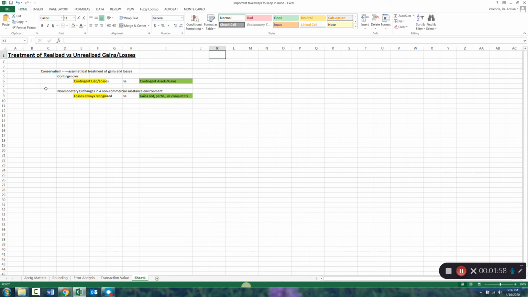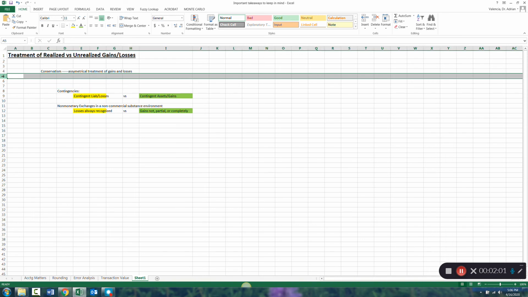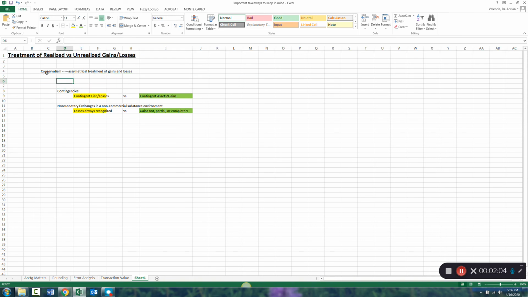So one of the forces that constrains us in accounting is conservatism. And because of conservatism, we end up with this asymmetrical treatment of gains and losses, where it's not going to be the same for gains and losses, okay? So sometimes we will have gains that are unrealized that we cannot recognize, versus the losses, even if they are unrealized, a lot of times we have to recognize them. And that's what I mean by the asymmetrical treatment of these scenarios.